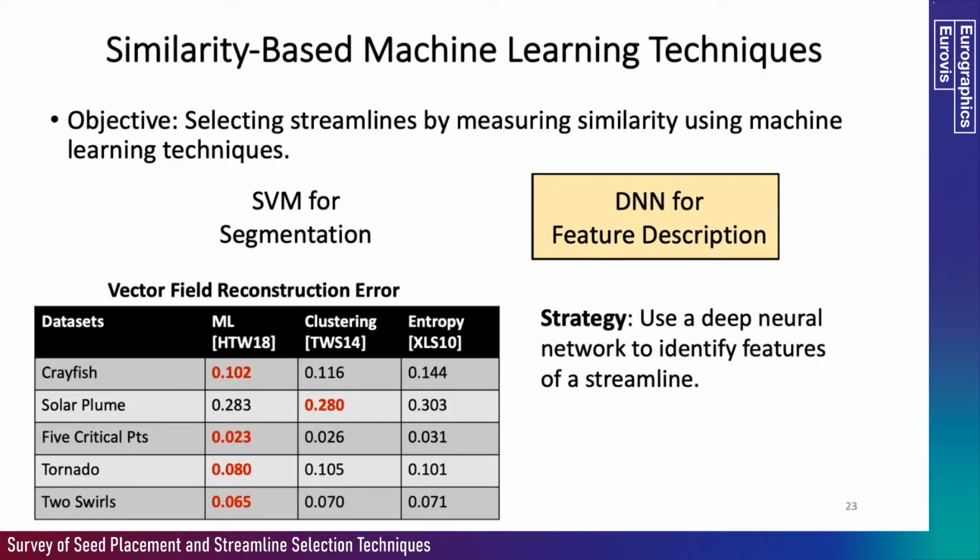The second and more recent study used a deep neural network to generate a representative set of streamlines given a vector field. They first subsample a random set of streamlines, followed by using a deep neural network to produce a 1024-dimension feature descriptor for each streamline. This is followed by a dimensionality reduction and clustering process. The final set of streamlines consists of representatives of each cluster. This technique produced the lowest vector field reconstruction error, but was far slower than comparable methods.